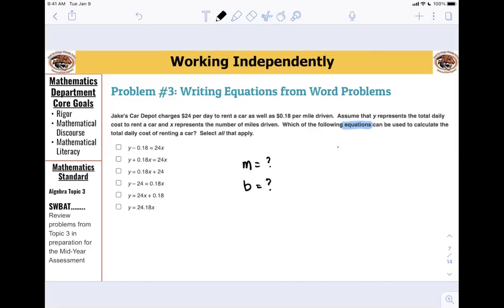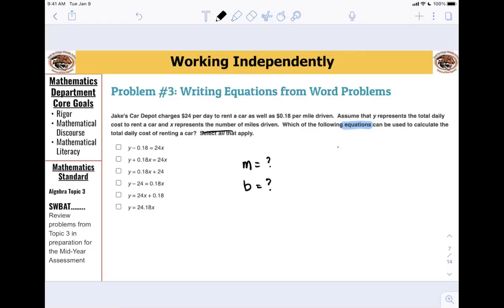Jake's Cart Depot, like Home Depot, charges $24 per day to rent a car as well as 0.18 cents per mile driven. Assume that Y represents the total daily cost to rent a car and X represents the number of miles driven. Which of the following equations can be used to calculate the total daily cost of renting a car? Select all that apply.